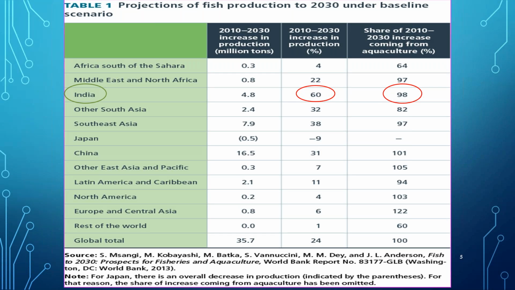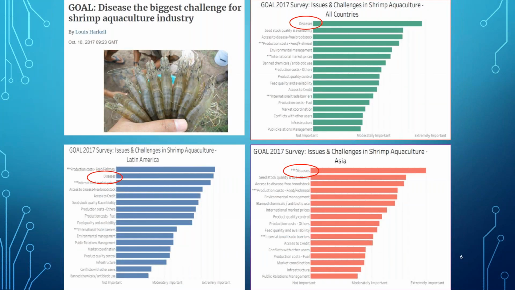So compared to other Southeast Asian countries, India stands in third position in terms of the projections from 2010 to 2030, and in the next 30 years span, it will be increasing more than 60% to 98%. So the potency of this sector is lucrative, but what is needed is proper management tactics. And with the massive production scale, what comes as a hindrance is the disease problem.